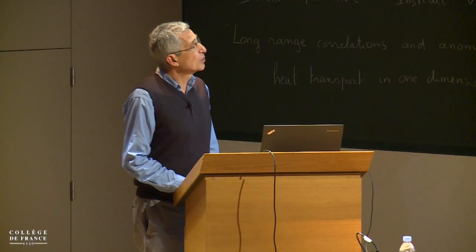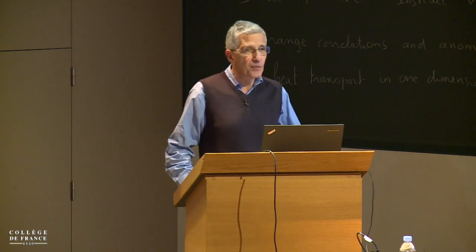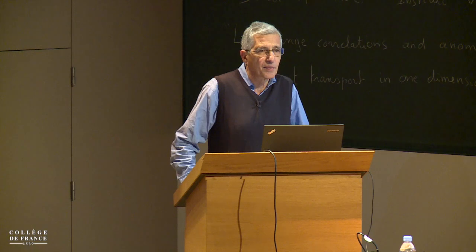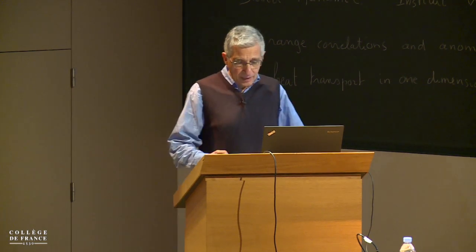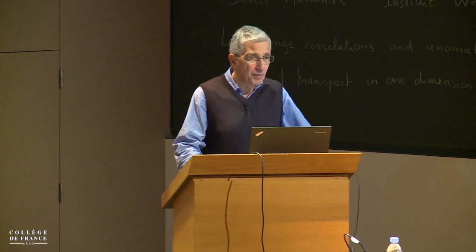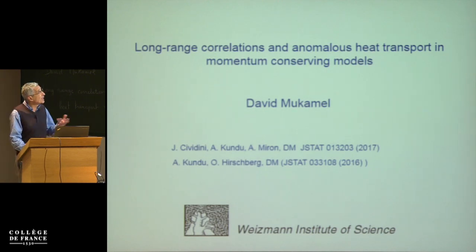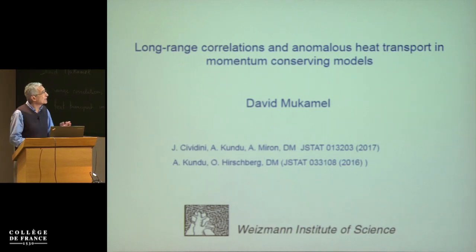What I want to talk about today is mainly heat transport, and particularly anomalous heat transport in some one-dimensional systems. These systems, as Bernard mentioned, are different from diffusive systems. They have some means of transport which are faster than diffusive, and as a result, they produce anomalous heat transport that I want to discuss.